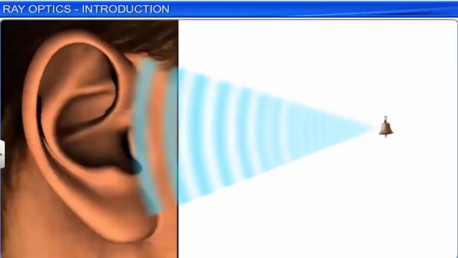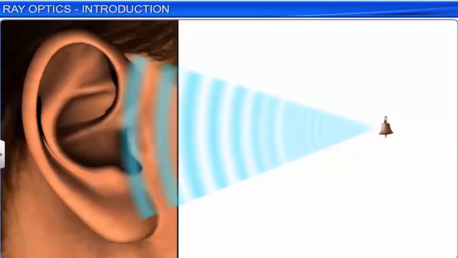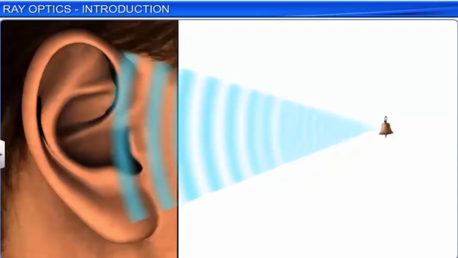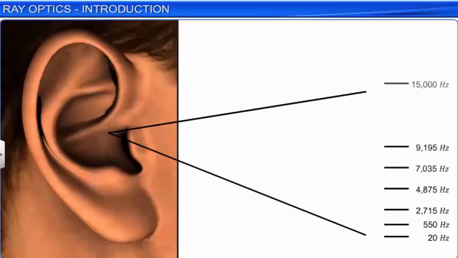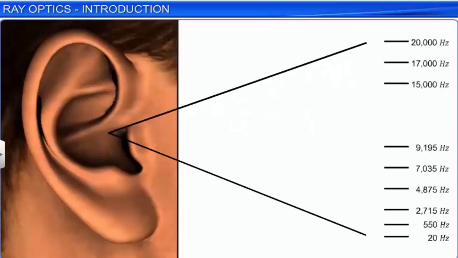You know that the human ear cannot hear sounds of all frequencies. The range of frequencies of sound waves to which the human ear is sensitive is known as the audible range. This audible range is normally from 20 Hz to 20,000 Hz.